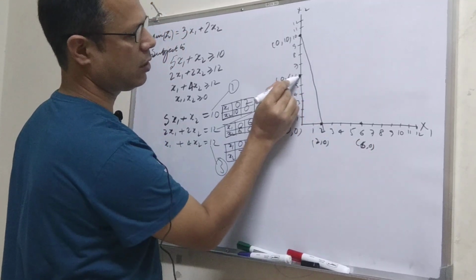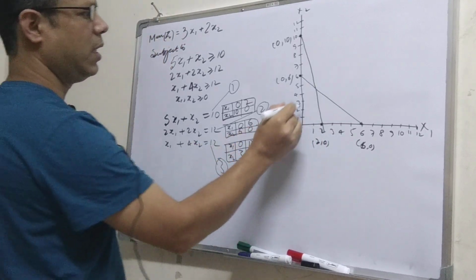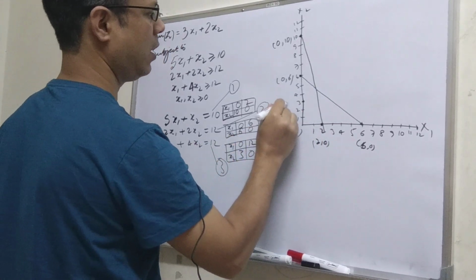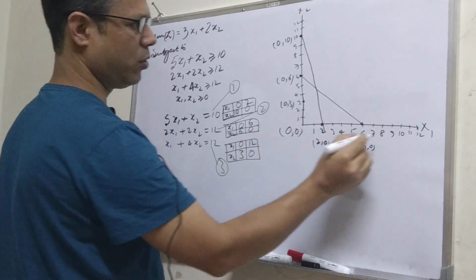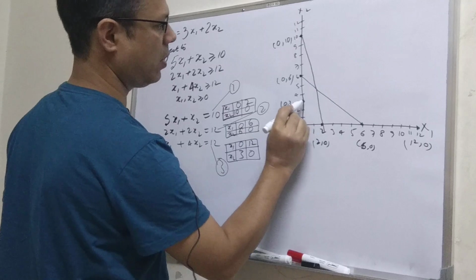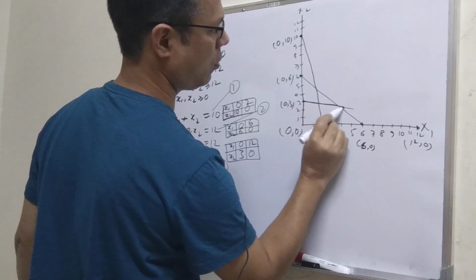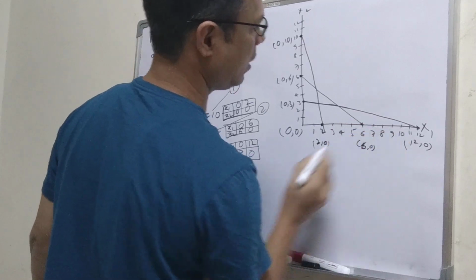So (0, 6) and (6, 0) will give the result like this. This is the straight line. (0, 3) and (0, 3) are going to give the point here, and (12, 0) and (12, 0) are going to give the point here. So just draw (0, 3) and (12, 0). This is the straight line.